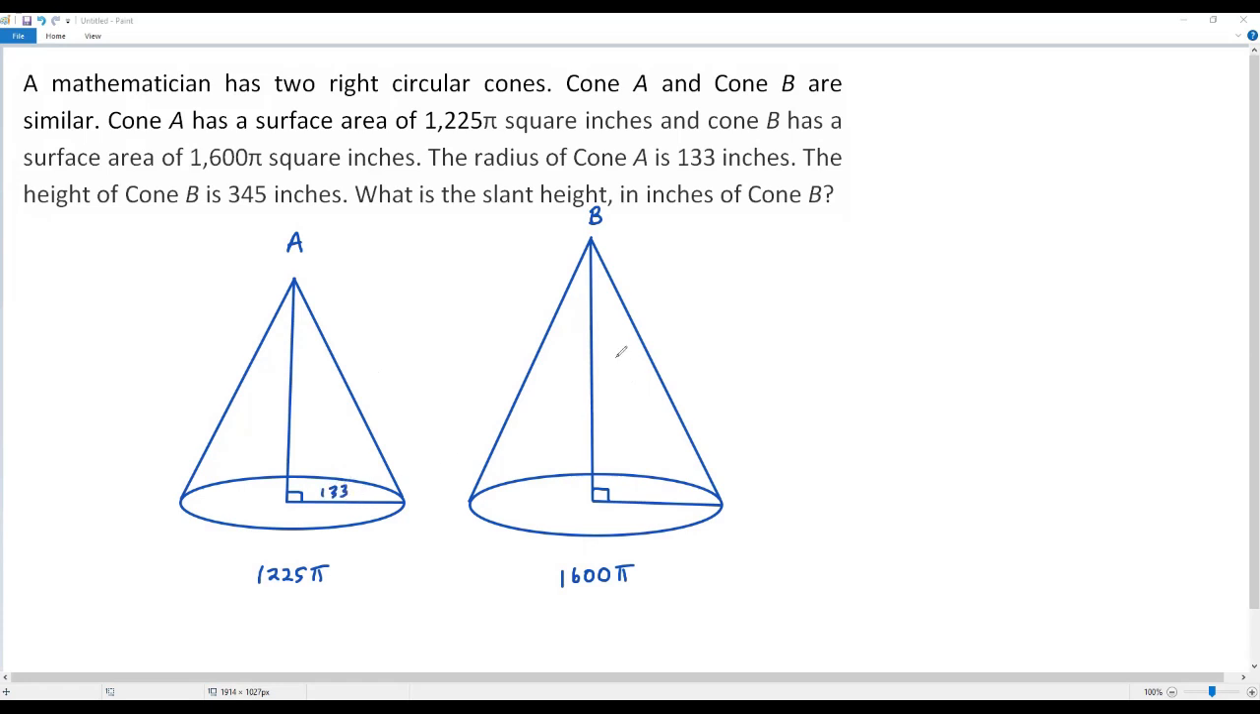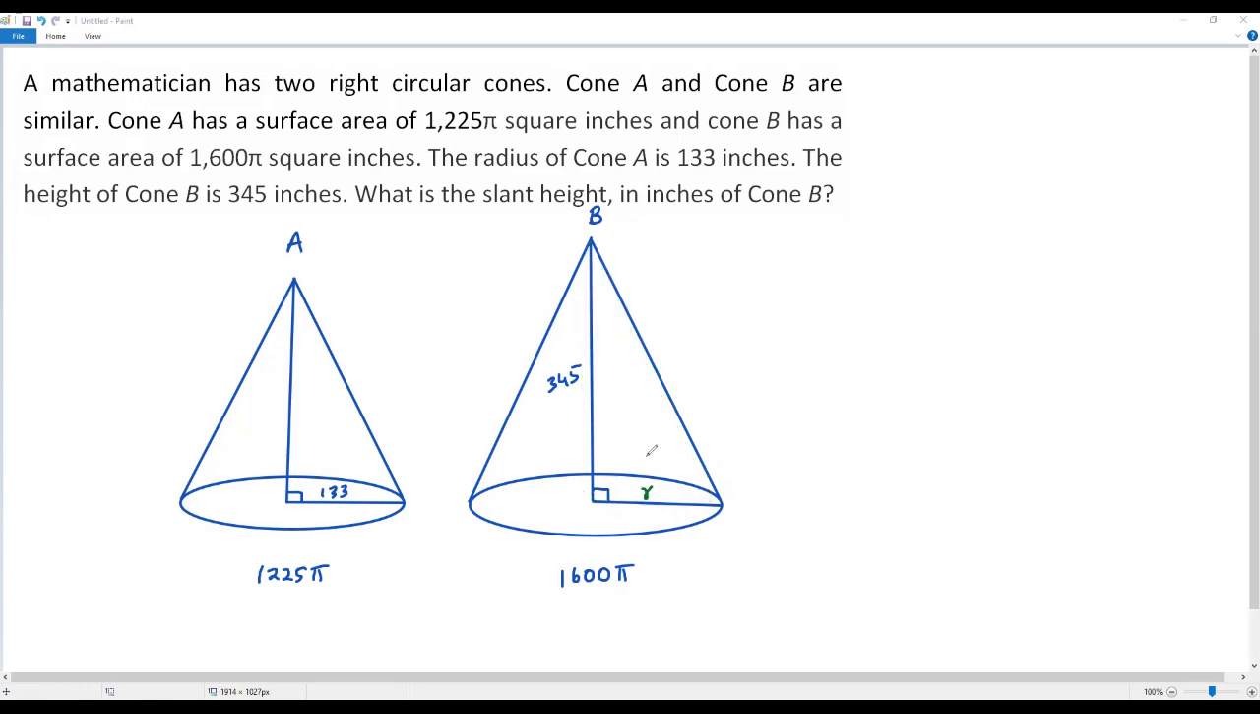The height of cone B is 345 inches. So this is the height of cone B, 345 inches. Now we have to find the slant height in inches of cone B. The line segment over here represents the slant height of cone B, and this line segment represents the radius of cone B. Once I get the radius of cone B, I can use the Pythagorean theorem in the right triangle over here to get the length of the slant height.